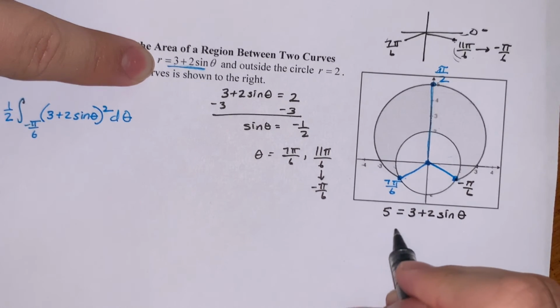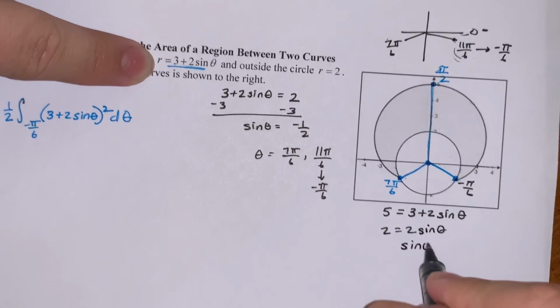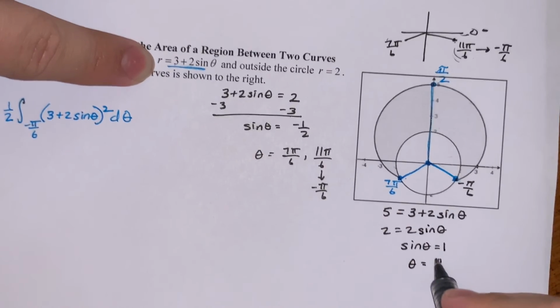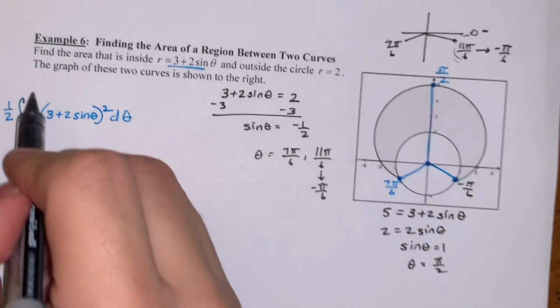Subtract 3 from both sides. I get 2 is equal to 2 sine of theta. So the sine of what angle gives me 1, pretty much? And guess what? It's pi over 2. So there you go, that's my upper bound, pi over 2.